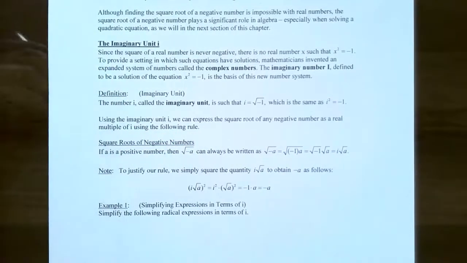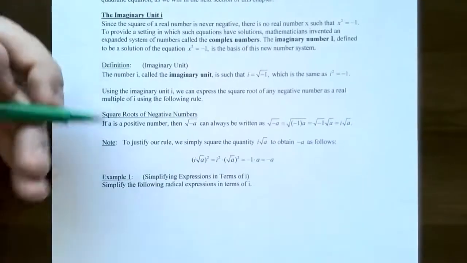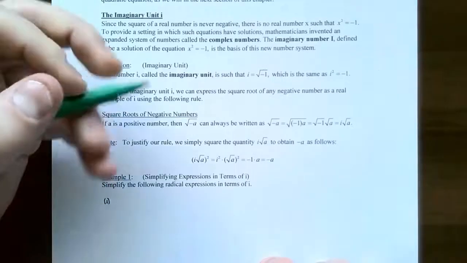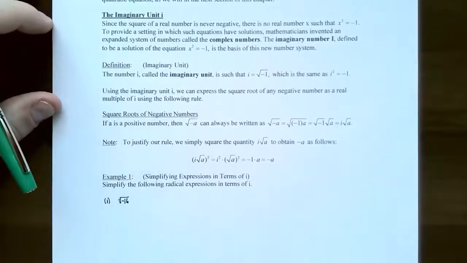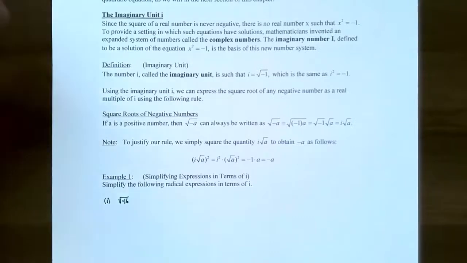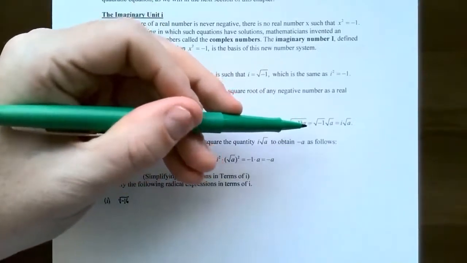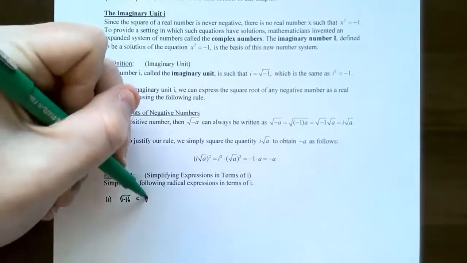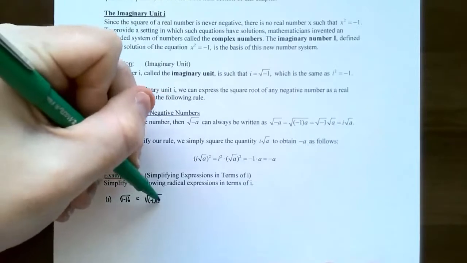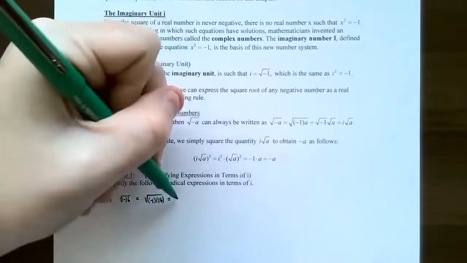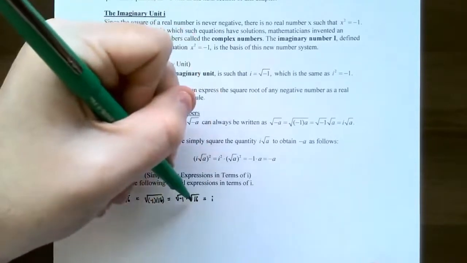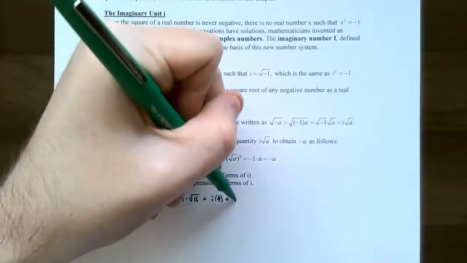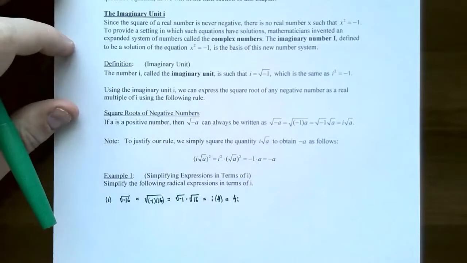We're going to simplify expressions that involve the imaginary unit i. So simplify the following expressions in terms of i. So number 1, let's simplify the square root of negative 16. So this is not a real number because it's a negative number inside the square root, but let's use this idea of separating the negative from the positive number 16. So you can rewrite this as square root of negative 1 times 16, and now use the property of radicals to rewrite this as square root of negative 1 times square root of 16. Square root of negative 1 is i, and square root of 16 is 4. And so this is 4 times i. So it's not a real number, it's an imaginary number, 4i.